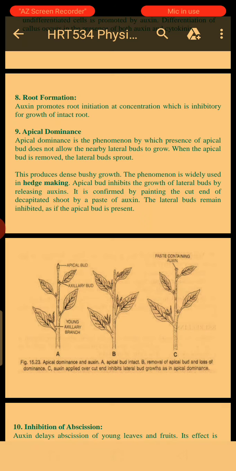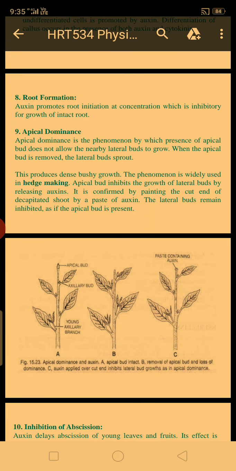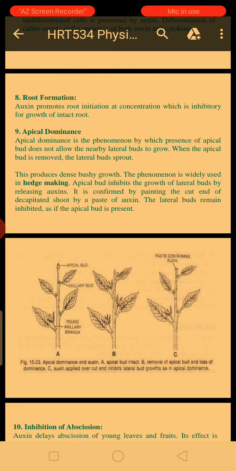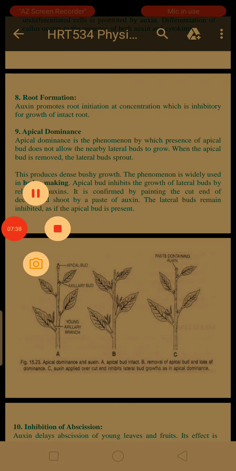If you put another type of growth hormone over the decapitated portion, then no such activity will be found. So this is exclusively due to the auxin concentration. Come to the next one, point 10, slide number 7: inhibition of abscission.